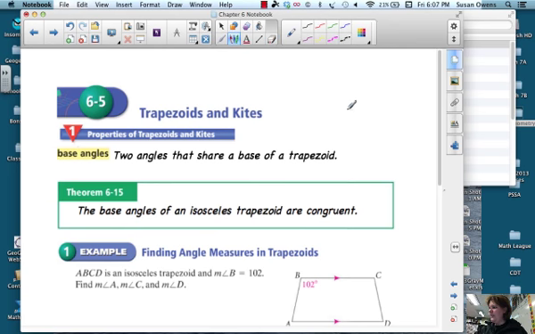Today's video is for Advanced Geometry Chapter 6, Section 5, Trapezoids and Kites. So today's theorems will deal with either trapezoids or kites. So we start out with a definition and its base angles, and it's for a trapezoid.